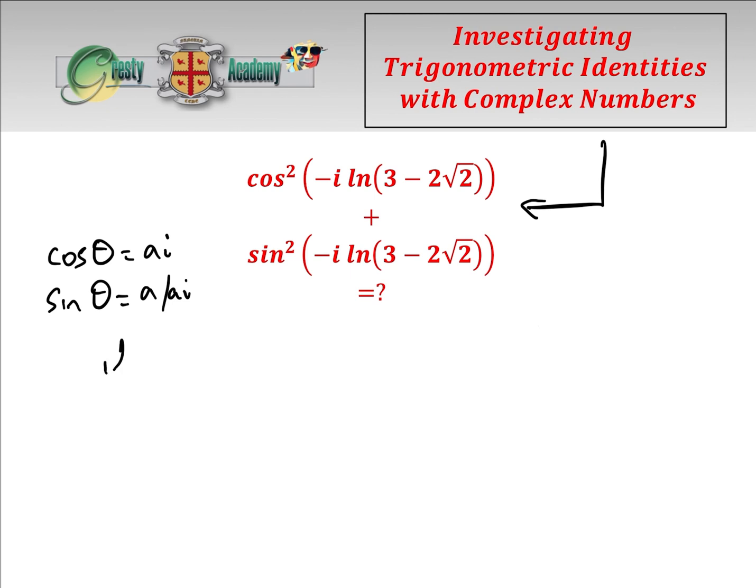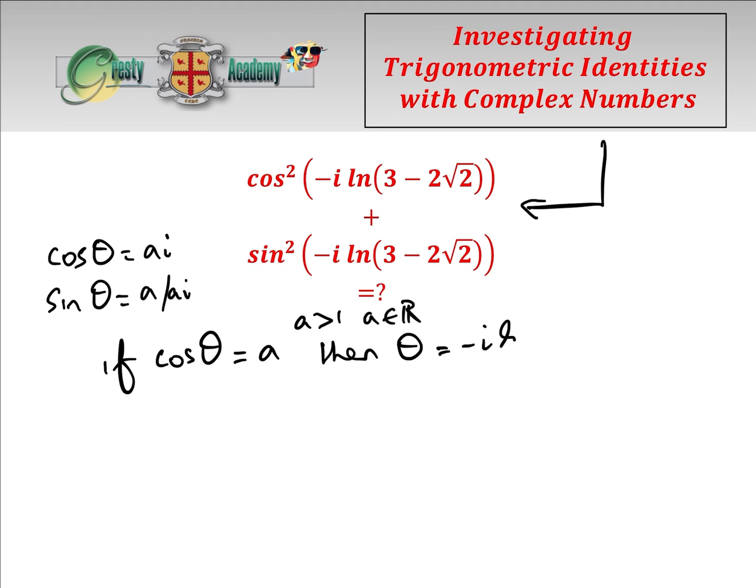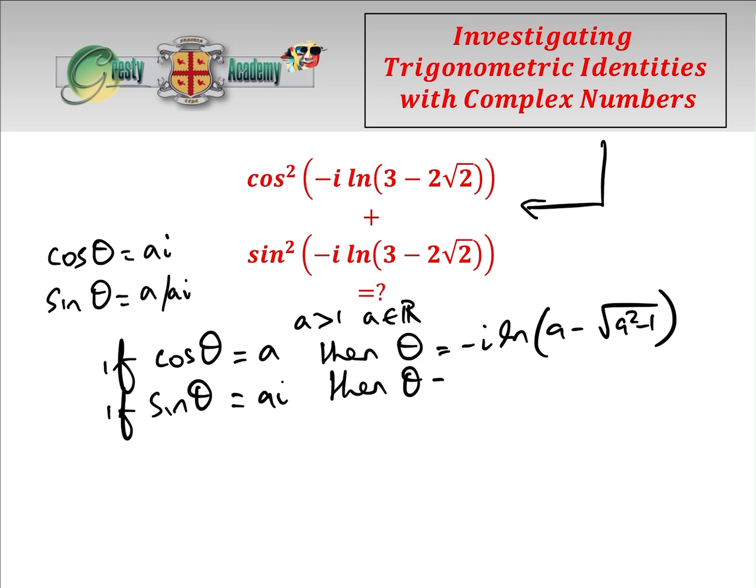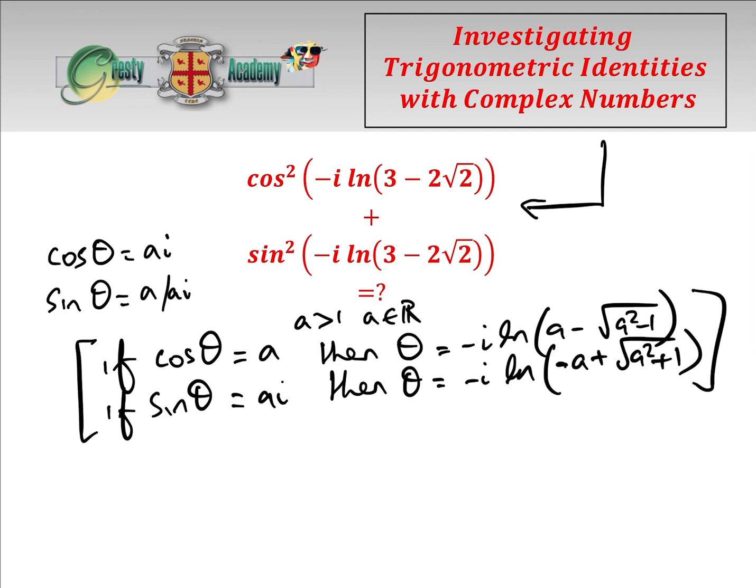Amongst other things, in those videos we did find and prove that if cos theta equals a, where a is greater than 1 and a is contained in the reals, then theta is equal to minus i log (a minus root a squared minus 1), and likewise if sine theta equals ai, then theta equals minus i log (minus a add root a squared add 1). We'll be using these 2 identities a little bit later, and we will be answering this question a little bit later as well.